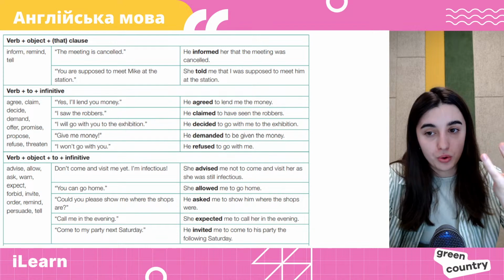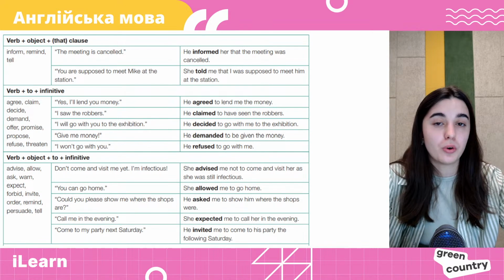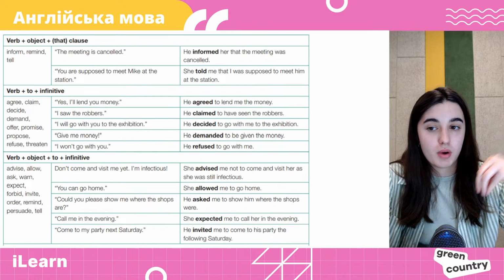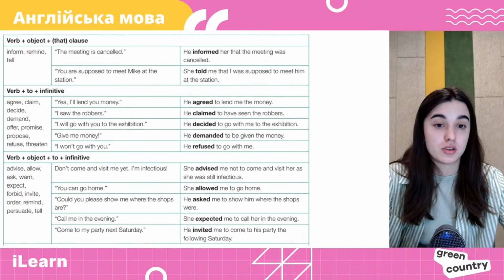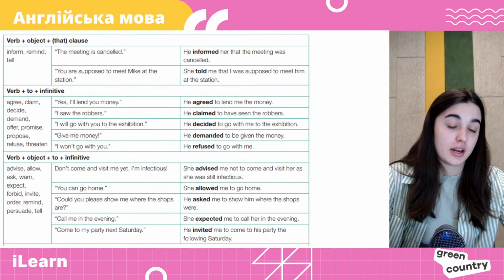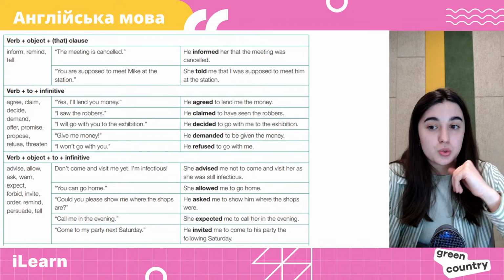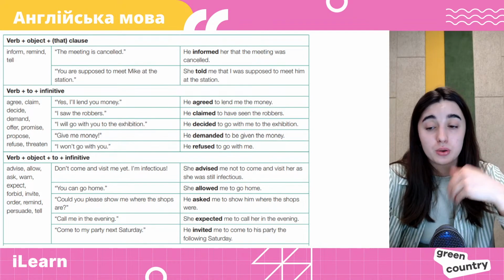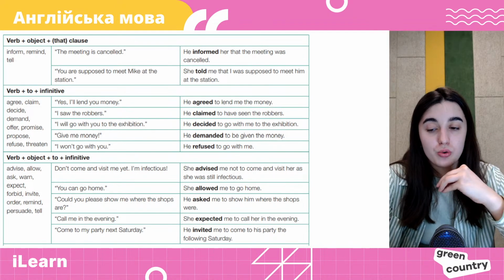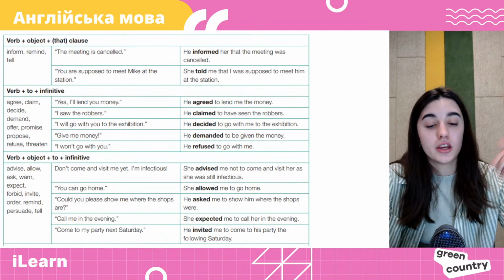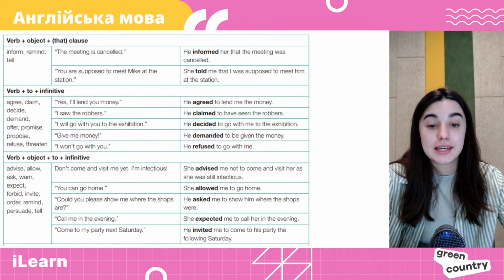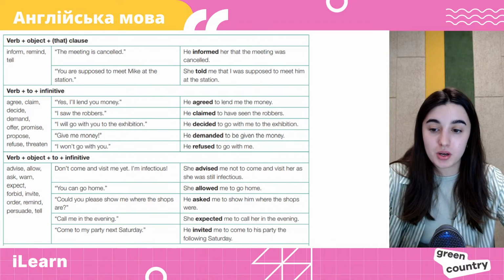And of course, we have some forms that demand a that clause. He informed that, he told me that. We can use such verbs with infinitive like agree, claim, demand, offer, promise, refuse. So he agreed to lend me the money. He refused to go with me. He demanded to be given the money.